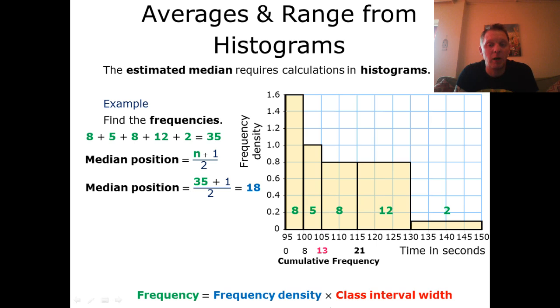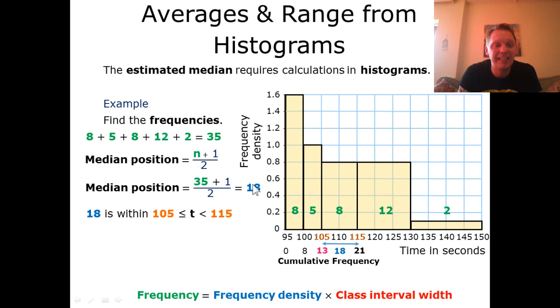Now I'm using a bit of cumulative frequency here, so successive adding. So starting from 0, my next value is 8 because up until here I've got 8. Next is 13 because here I've got up to 13, 8 plus 5, and then up to here I've got 21, which is my 8 plus 13. That means my 18th position must be within this class interval here. So if I was asked for which class interval the median was in, I would say 105 to 115.